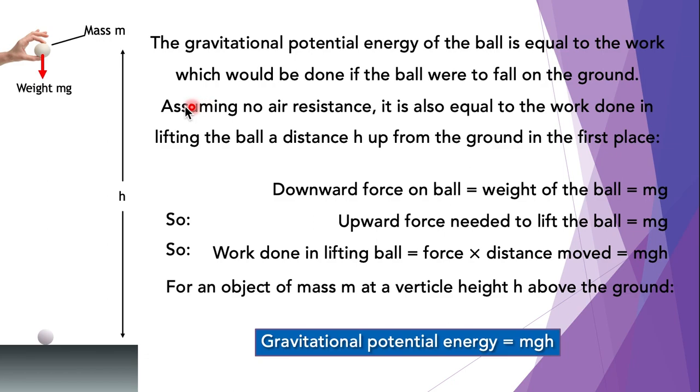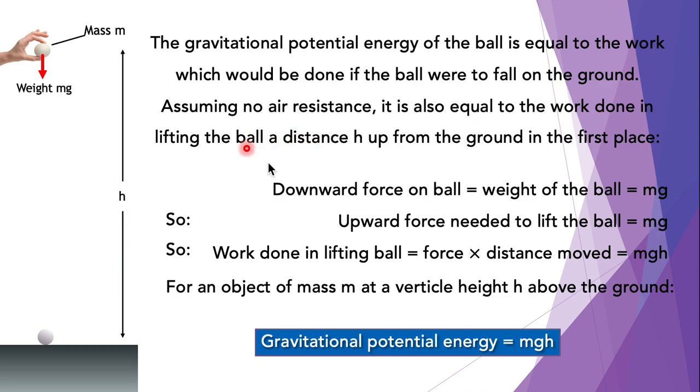The gravitational potential energy of the ball is equal to the work which would be done if the ball were to fall on the ground. We know that work done is equal to energy transferred. Both are equal. Right now it is suspended in air. Assuming no air resistance, it is also equal to the work done in lifting the ball a distance h up from the ground in the first place.